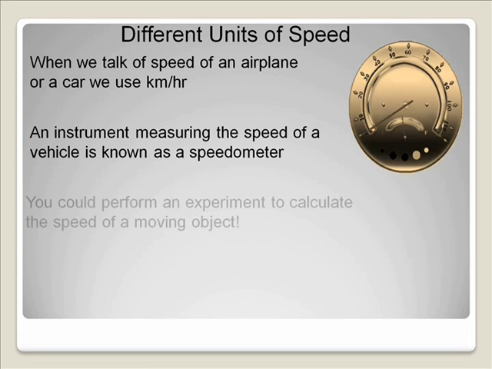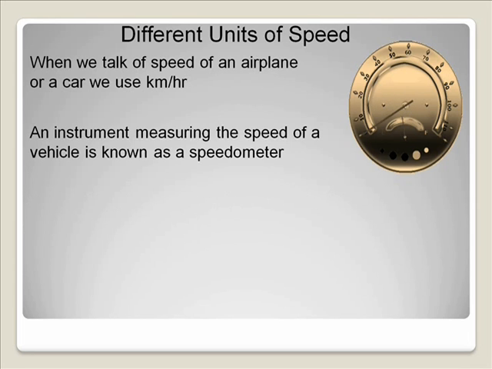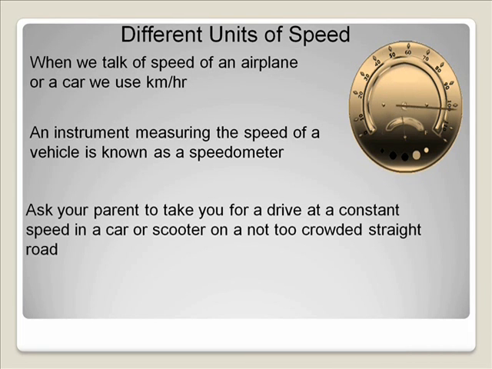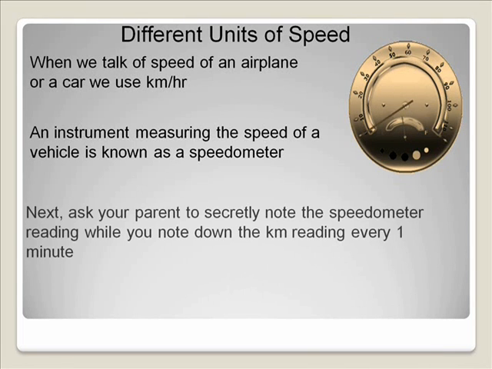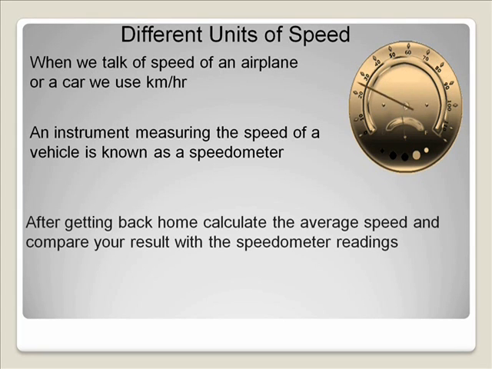You could perform an experiment to calculate the speed of a moving object. Ask your parent to take you for a drive at a constant speed in a car or scooter on a not too crowded straight road. Next, ask your parent to secretly note the speedometer reading while you note down the kilometer reading every 1 minute. On getting back home, calculate the average speed and compare your result with the speedometer readings. Are they the same? You need to check that out to know the answer.